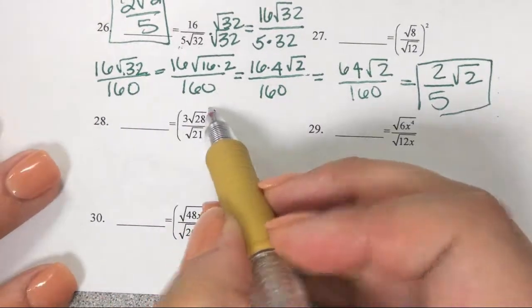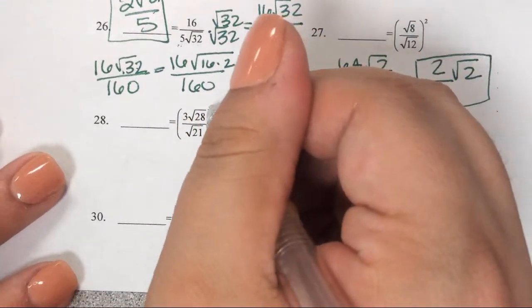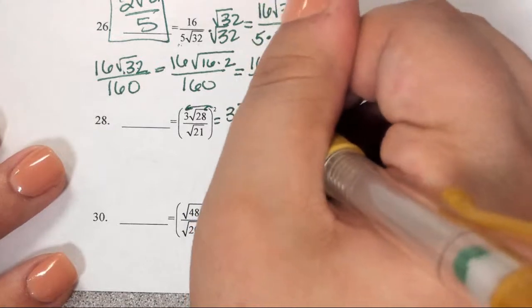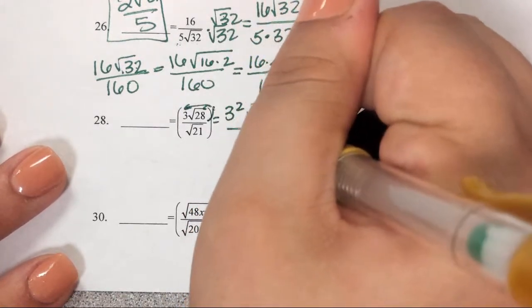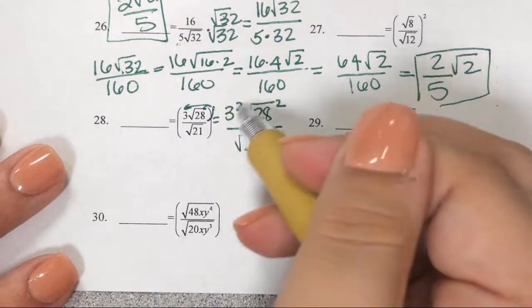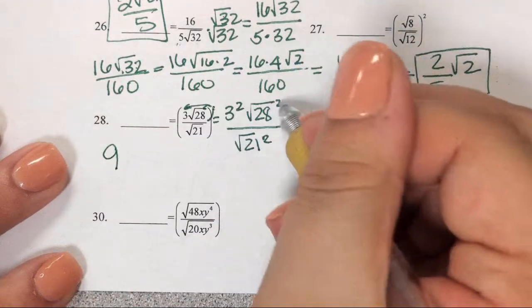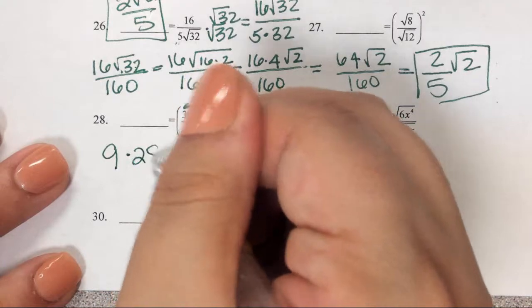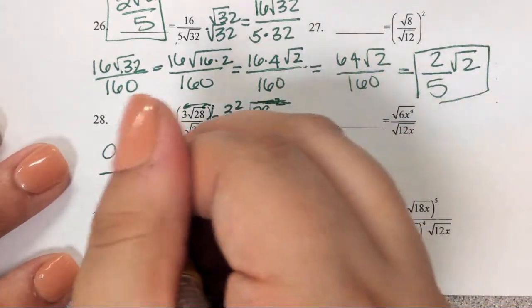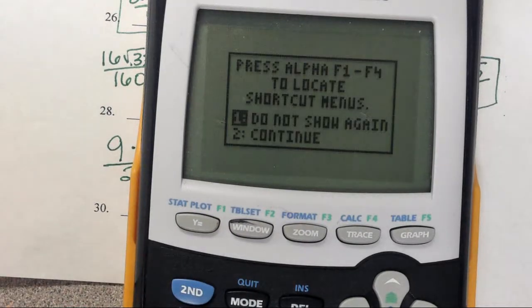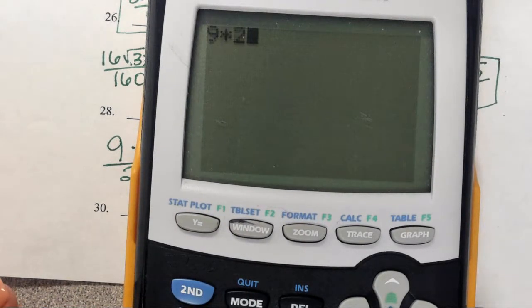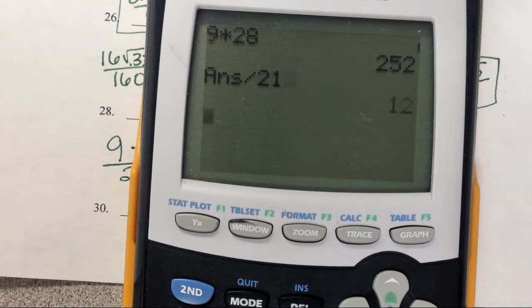Last two, it's squared. I'm going to need to distribute it to everything, so it's going to end up being 3 squared times the square root of 28 squared over the square root of 21 squared. Well, 3 squared is 9. Those cancel, so I just get 28 over, those cancel, 21. Put that in your calculator. 9 times 28 divided by 21. Bam.